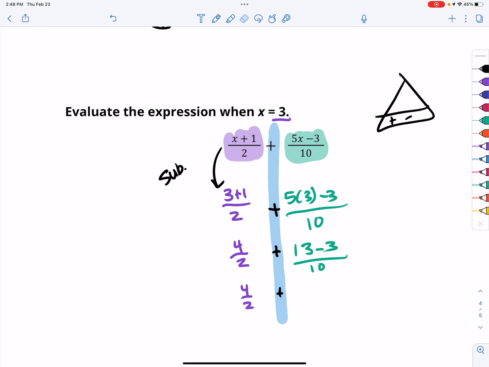So, I wrote the wrong thing. Sorry, 5 times 3 is 15. Okay, there we go. So now we have 15 minus 3 that we need to continue evaluating. So we have 12 over 10.